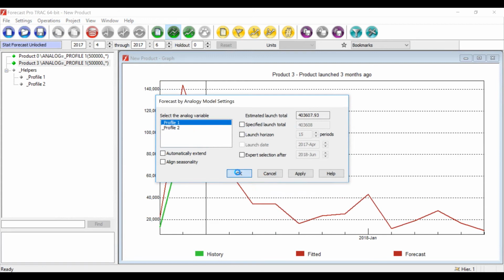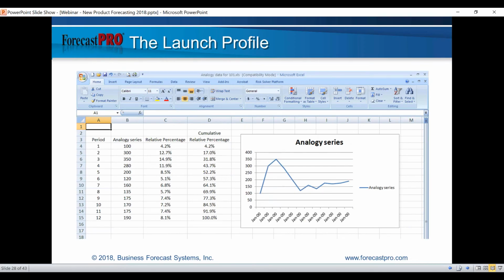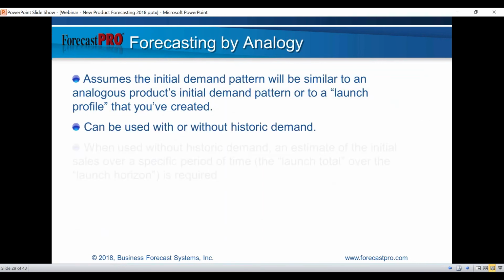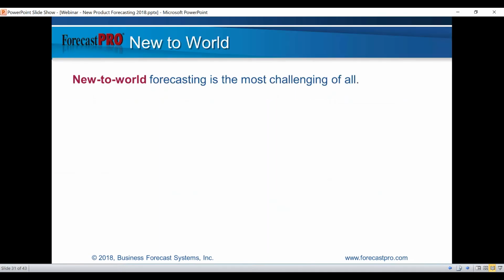Let's go ahead and apply that. Once we adjust that assumption and use the estimated launch total, we can see that historically the data is fitting much better. This revised forecast is likely going to be more accurate going forward, and it's probably wise to adjust some expectations about what sales are going to be for the remainder of the year. So let's jump back to the presentation. This is pretty much just a summary of what we just went through in our live example. I'm going to turn it back over to Eric to take us through new to world.